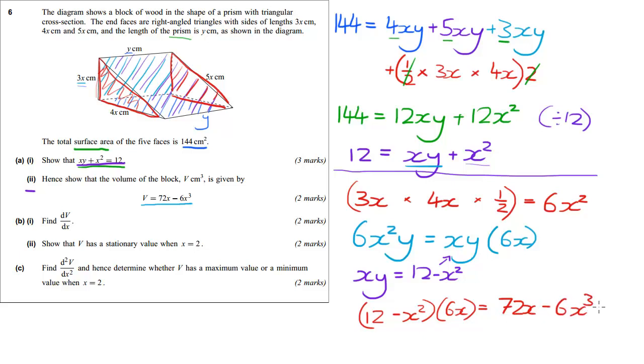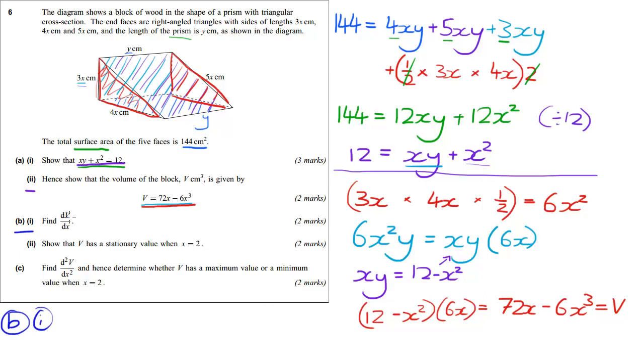That is our volume, that equals V. And that is what we were aiming for. So that's what we've got there in just x terms. So let's move on to our differentiating part of the question. Let's do this down here, B, part I. So find dv over dx.